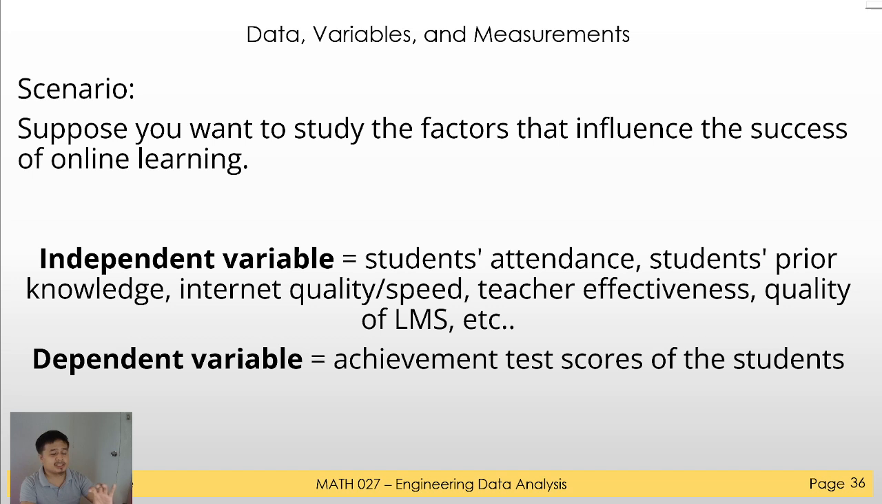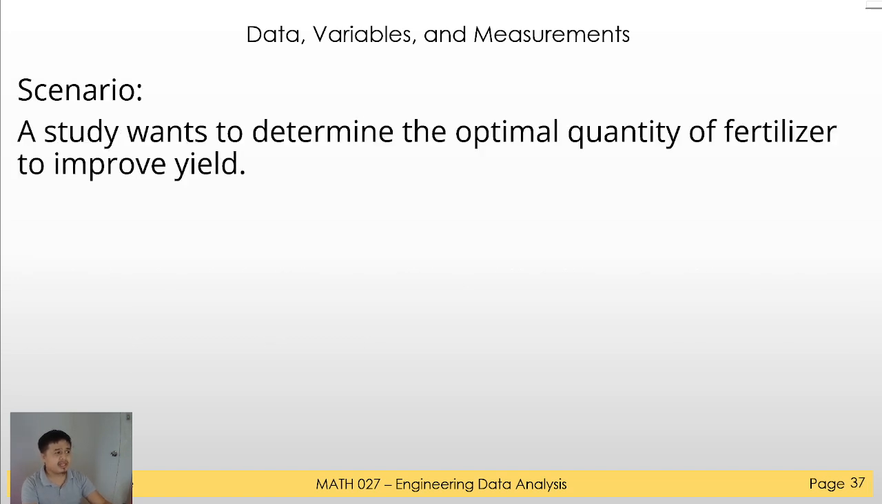So the achievement test scores of the students, or the test scores in the exams, or even the board exams. Okay, and then for the scenario, again, a student wants to determine the optimal quantity of fertilizer to improve the yield. So the effect that we're trying to measure here, or the dependent variable, is the yield. And the independent variable here is the fertilizer quantity.